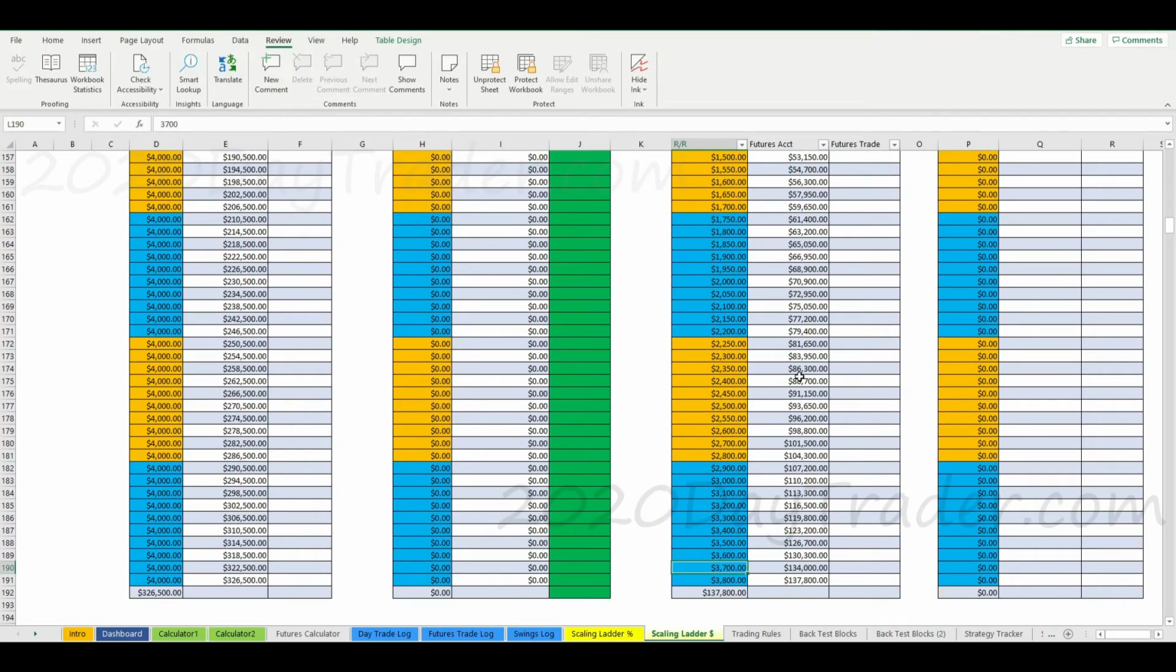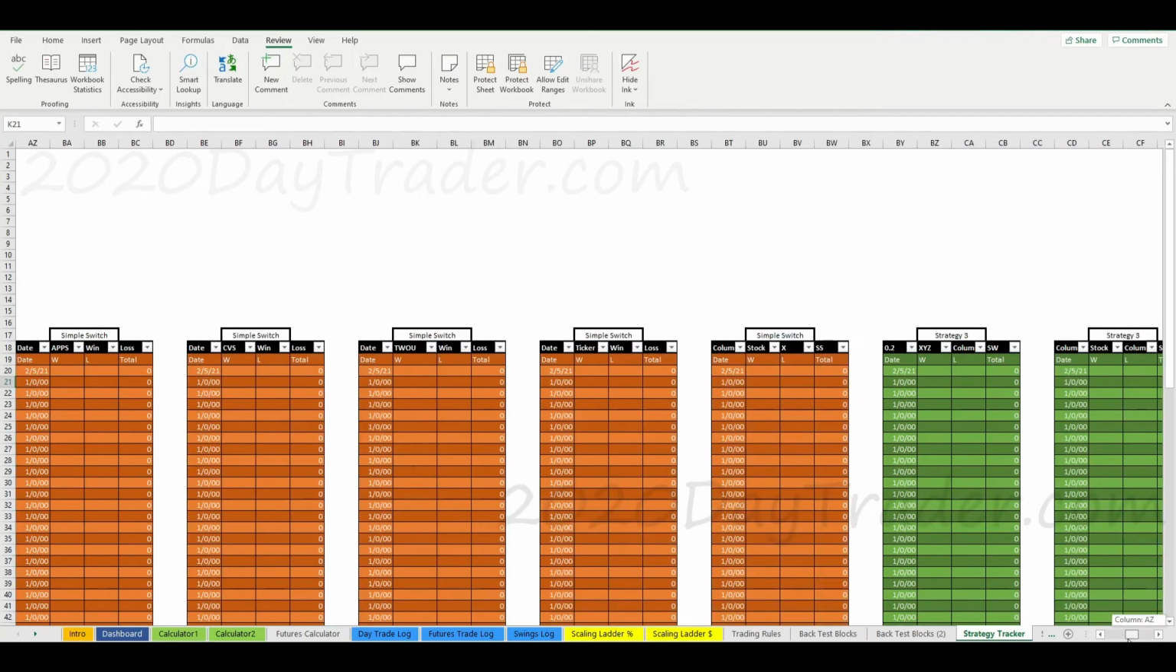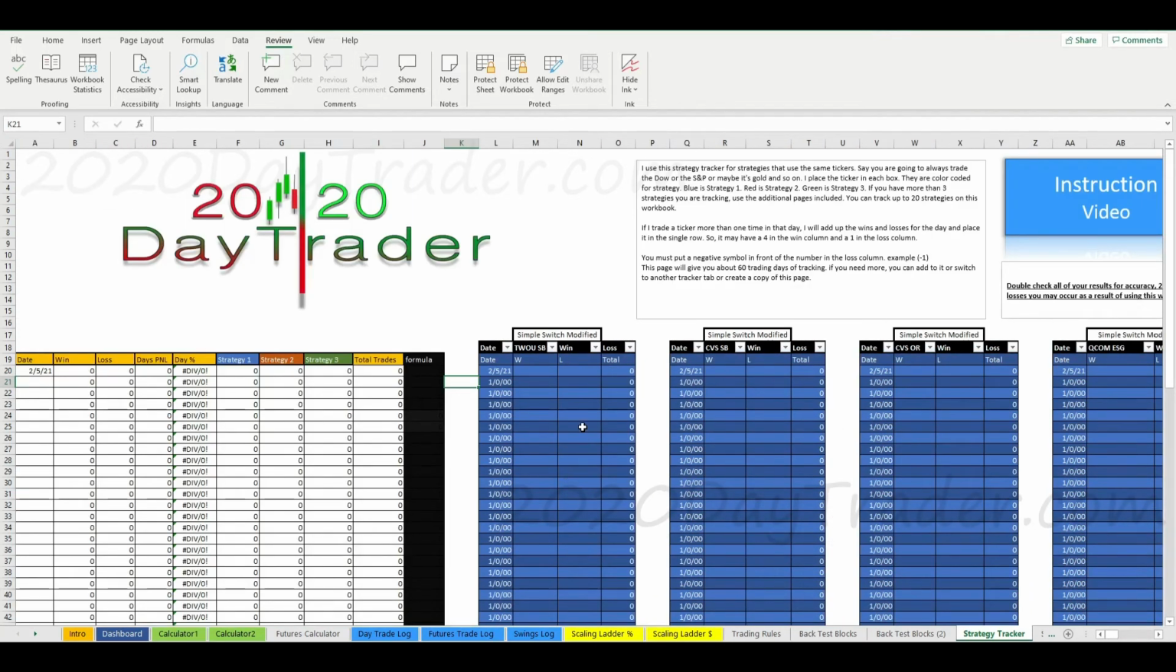So pretty awesome growth. So this is how I do my risk management, how I create my trading plan, and all that. But now I need to track it. So that's the next part, right? Strategy tracker.